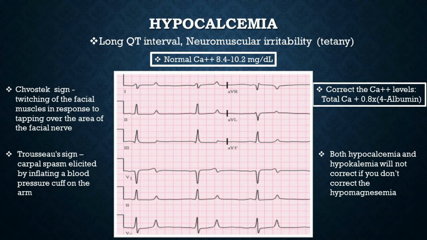Also, always check the magnesium levels. Both hypocalcemia and hypokalemia will not correct if you don't correct the hypomagnesemia first. Hypocalcemia presents with the Chvostek and Trousseau signs.